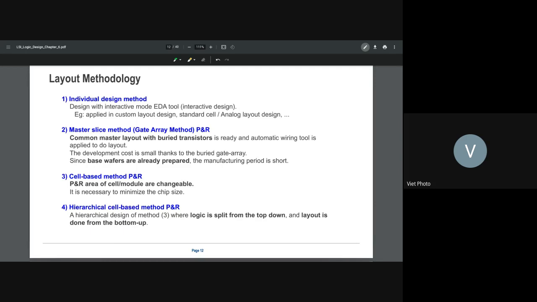Layout methodology. Okay, all those kind of things, I think what we focus on is this one. This one is what we are doing. And this one too. The gate array method, I think we are not working on that, so just ignore it. And these two things, this individual design method is what we do with analog, that we don't do, right? So that means we just do the cell-based method, PNR, place and route, and the hierarchical cell-based method.